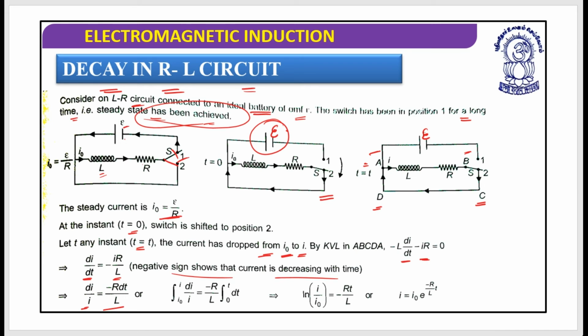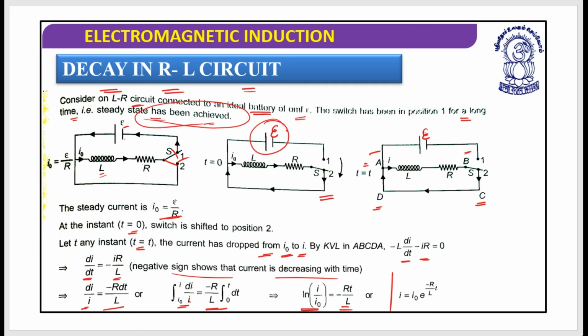So if I'm going to integrate this, this will be integration of di by I starting from I0 to I is equals to minus of R by L integration of 0 to t dt. Integrate this, integration of di by I, it's an ln. If I replace the value, it's ln I by I0 is equals to minus of Rt by L.